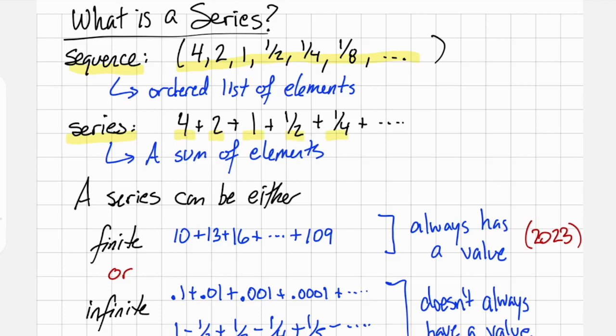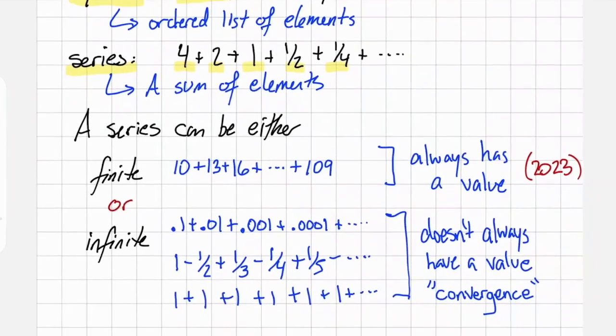A series can either be finite, in which we have a finite number of terms. A finite series always adds up to some particular value. In this case, 10 plus 13 plus ... plus 109 equals 2023. Or a series can be infinite, in which there are infinitely many terms that we're trying to add up. An infinite series doesn't always have a value that it adds up to.